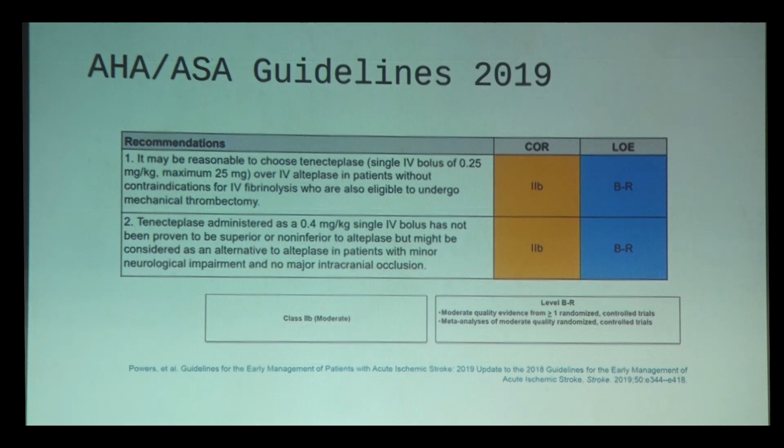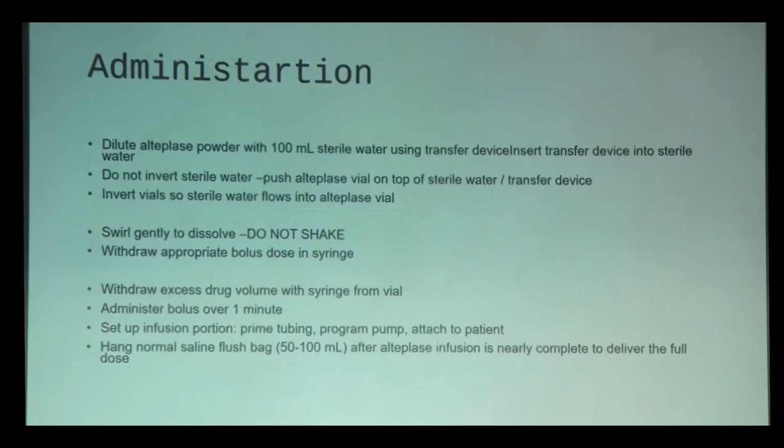And also, tenecteplase administered at 0.4 mg has not been proven to be superior or non-inferior to alteplase. So the usual dose followed in routine stroke practice as of now is 0.25 mg per kg body weight in case of tenecteplase.